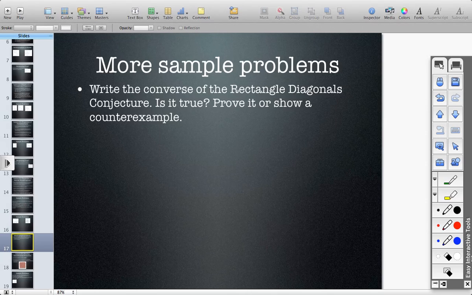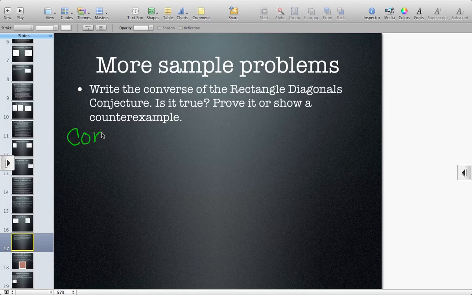You don't have anything quite this complicated on your test though. But if you did have something a little bit simpler, if you can answer the big question, you can definitely answer the small question. So the question says, write the converse of the rectangle diagonals conjecture. Is it true? And prove it, or show a counterexample. Well, first we got to figure out what is the converse.